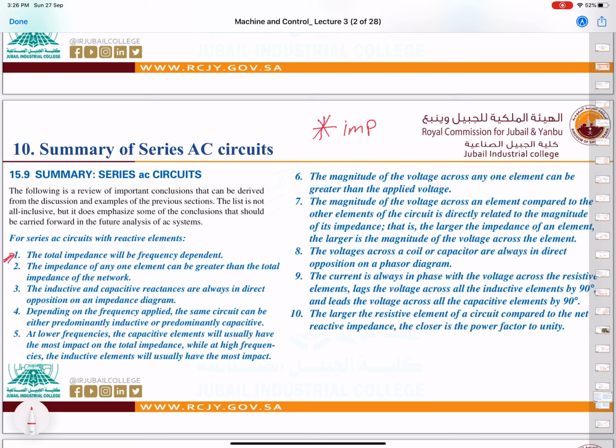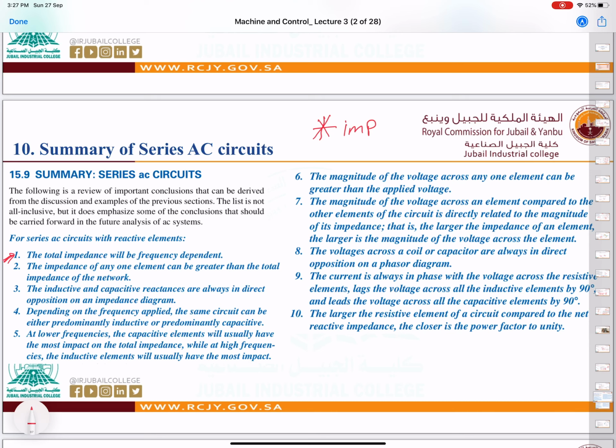Now number 2: the impedance of any one element can be greater than the total impedance of the network. It is obvious here, because the impedance of an element alone will certainly be higher, since the angles affect and reduce the value of the total impedance.